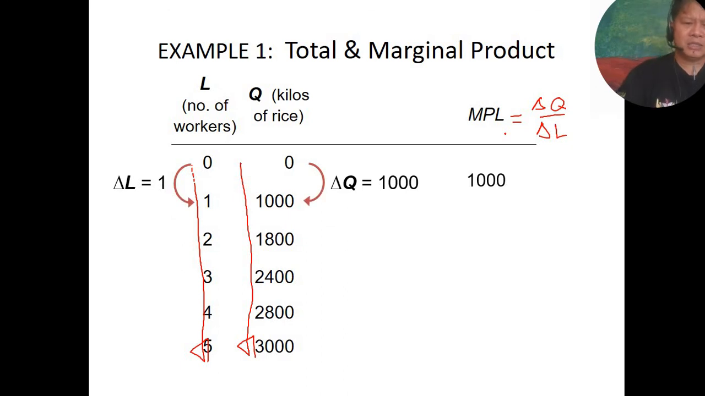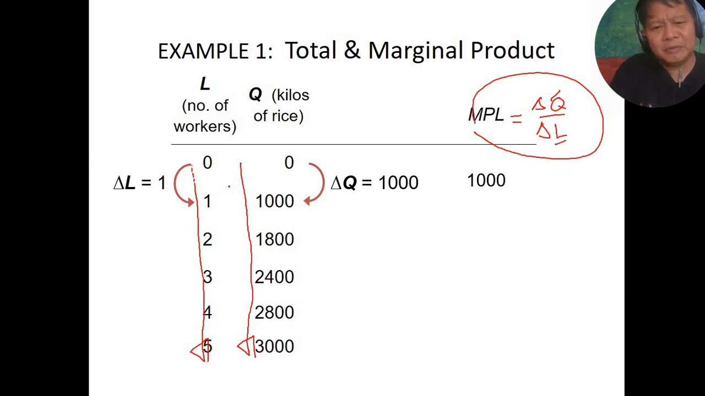Okay? So, MPL is defined as the change in output divided by the change in input. So, the marginal product of labor is the change in output due to change in input, which is labor. For example, in here, our change in labor from this point, 0 and 1, the difference or change is 1. And here in production, 0 and 1,000, the difference is, of course, 1,000.